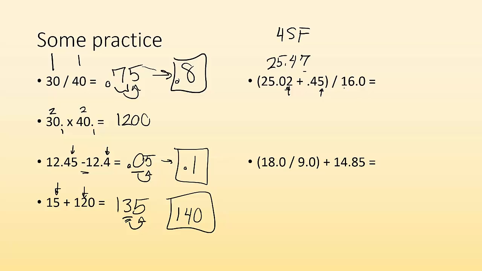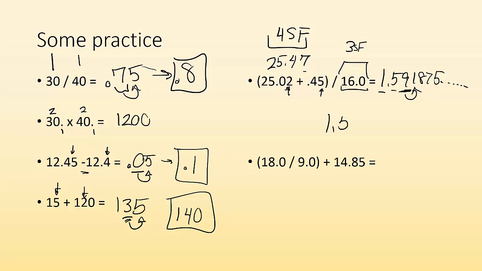And then I do my division, divided by 16.0, and I get 1.591875, and it probably keeps on going forever. So now I got to look. Well, I got 4 sig figs in my parentheses answer, and I got 3 sig figs in my 16. So I'm going to have to round to 3 sig figs. So count from the leftward side. 1, 2, 3. So that 9 is my last significant figure. I'll look over. There's a 1. So it's going to stay a 9, and I got 1.59 as my answer for that one.